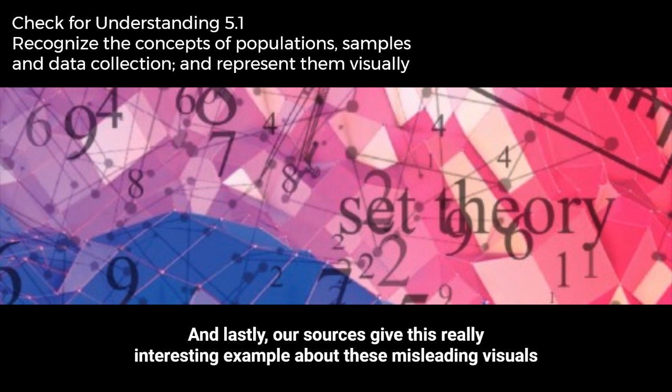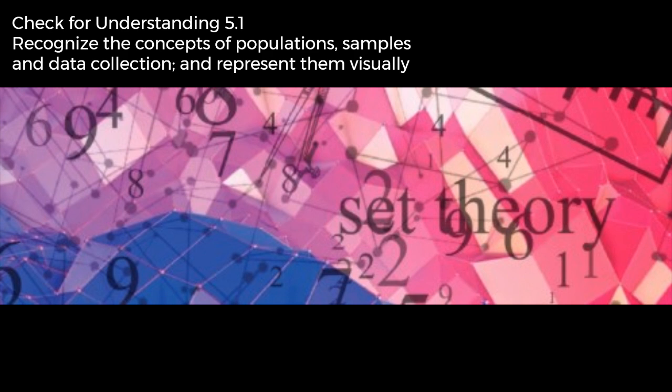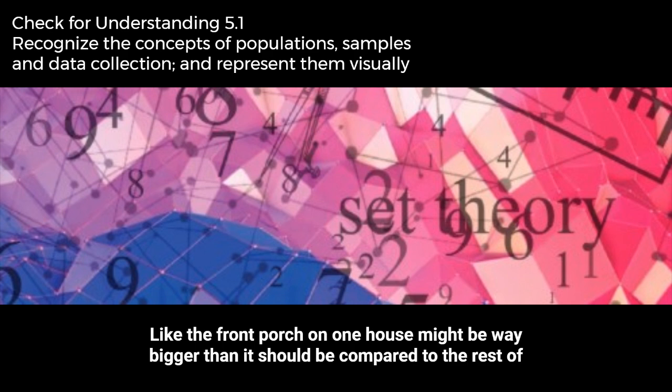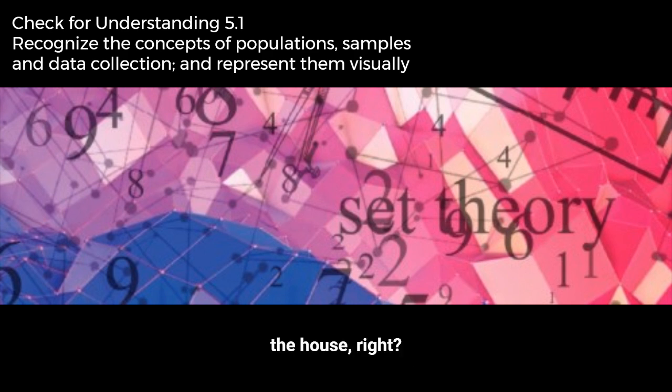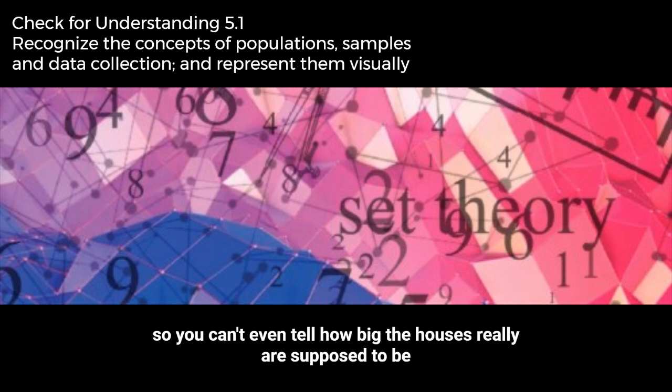And lastly, our sources give this really interesting example about these misleading visuals of houses that are supposed to represent average dwelling size in different years. Oh, yeah, that one was wild. So the houses show additions over time, but the additions aren't to scale. Like the front porch on one house might be way bigger than it should be compared to the rest of the house. Right. And the shadows they added are all messed up too, so you can't even tell how big the houses really are supposed to be.